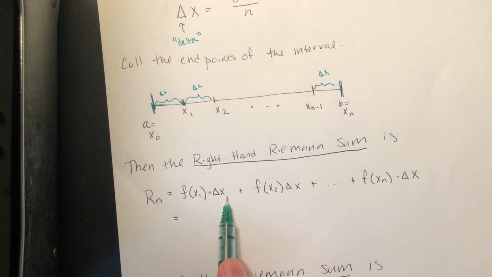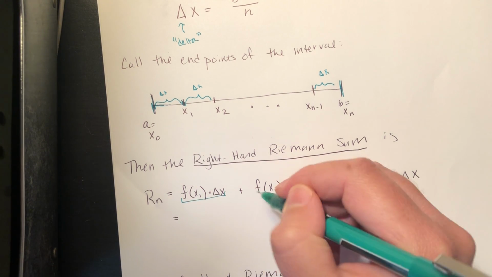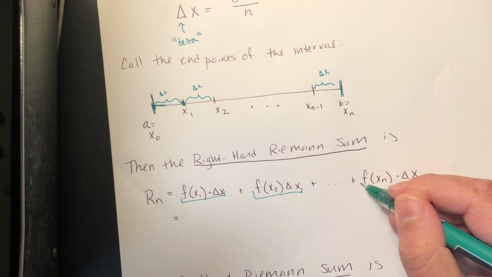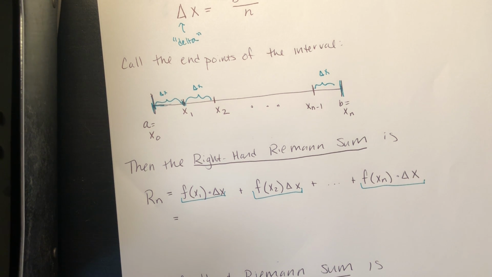So each one of these is representing the area of a rectangle. And this is just saying add up all those areas of the rectangles together. This is exactly what we did on the first page.